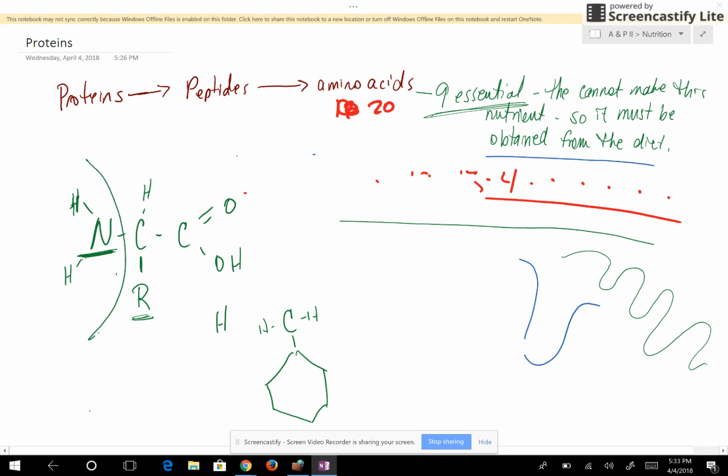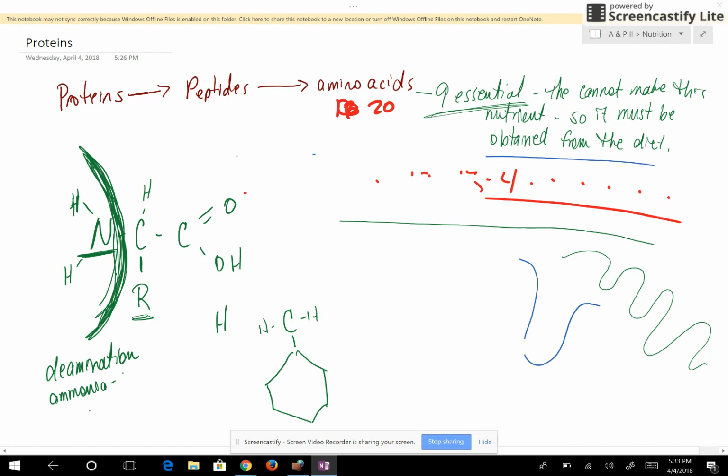Whenever this nitrogen group is removed, that's called deamination. It's going to be removed anytime you're going to use this amino acid for something other than making a protein. So an example would be if you're going to make energy from it. The nitrogen group does not have any function in making energy, and so the amino acid is deaminated. This nitrogen group here becomes ammonia.